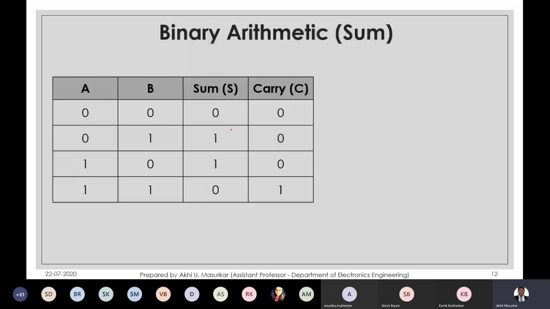So I think you must have copied it down. So let me start the explanation. As we write, first we need to add 0 and 0.